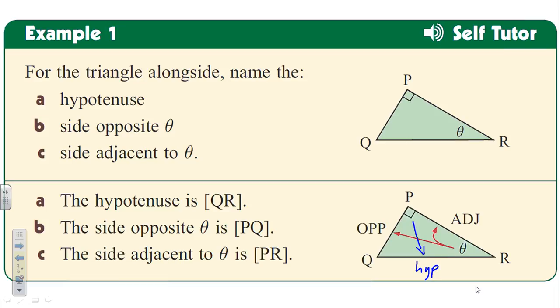So again, you can notice here that they've used letters to label the sides. So you've got right angle triangle PQR. So the side QR is the hypotenuse. The side PQ is opposite the angle, and the last one there, PR, is adjacent to the angle.